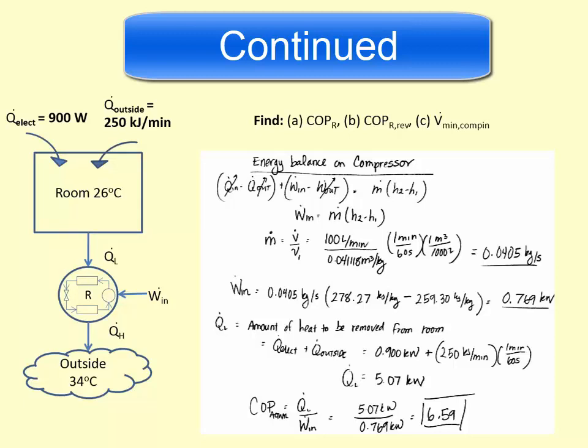Okay, so that's the actual coefficient of performance. We can then calculate our theoretical coefficient of performance, and it should be higher or lower?